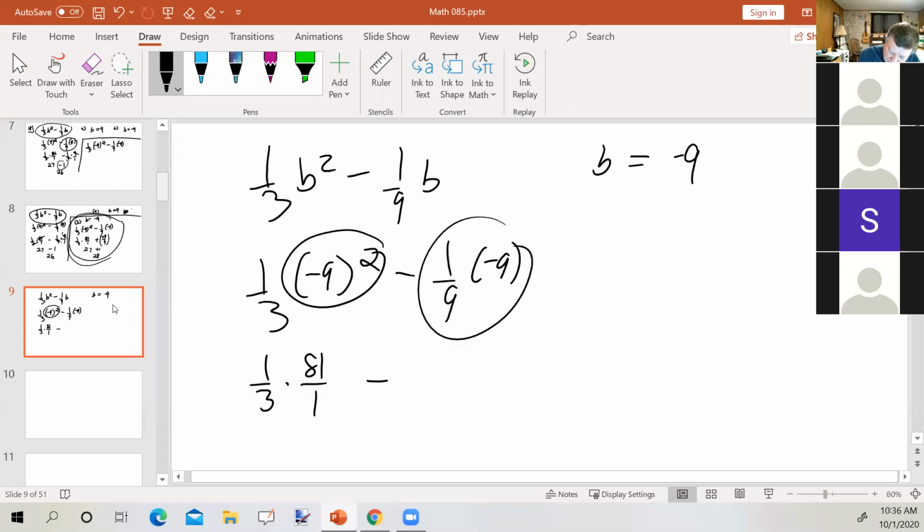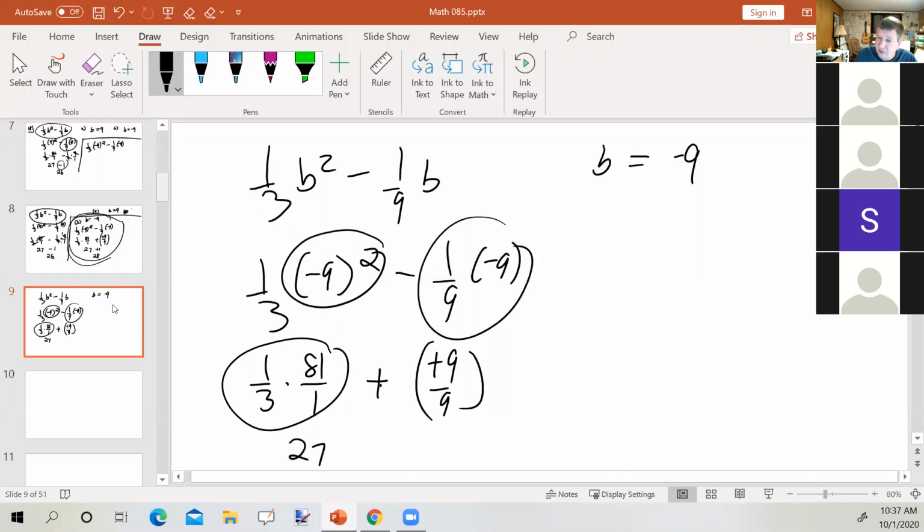Minus, and then this would be -9 over 9. 81 over 3, so this is 81 divided by 3 is 27. Subtracting a negative is like adding a positive. You okay with that? Yes. And then 9 over 9 is 1, so 27 plus 1 is 28. Okay. All right. Thank you.